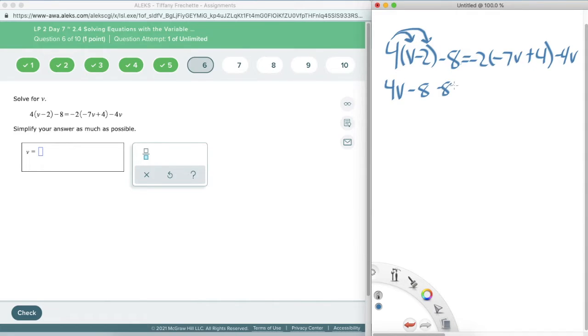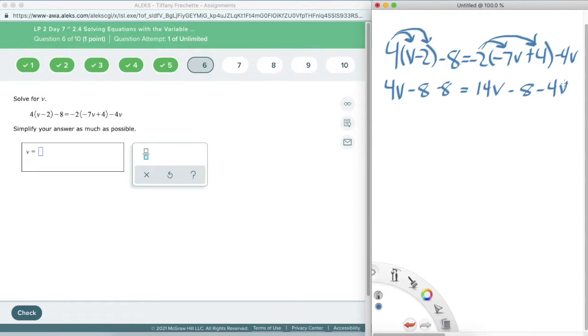Equals, all right, now we're on the right side. We're still in parentheses because remember we're doing this kind of at the same time. We're simplifying. So we do have parentheses here. We have negative 2 times negative 7v. 2 negatives make a positive, so it's positive 14v. And then negative 2 times positive 4, that's negative 8. And then minus 4v just comes down. That's outside of the parentheses, so it does not get multiplied.